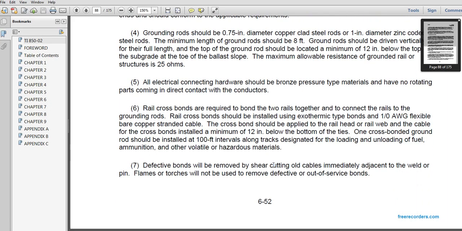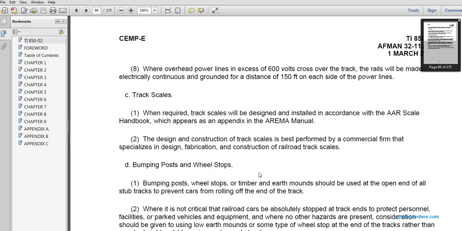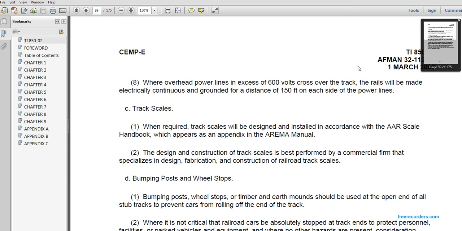Defective bonds will be removed. Shearing or cutting old cables immediately adjacent to the weld, with a pin or flame torch, will not be used to remove the defective or out of service bonds. 8. When overhead power lines in excess of 600 volts cross over the track, the rail will be made electrically continuous and grounded for a distance of 150 feet on each side of the power lines.